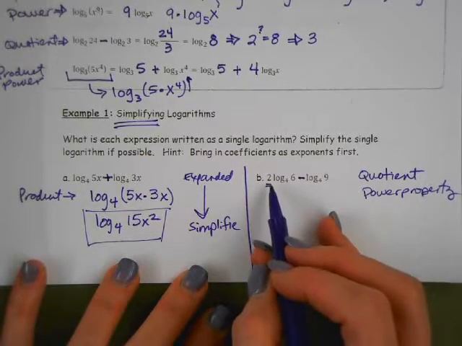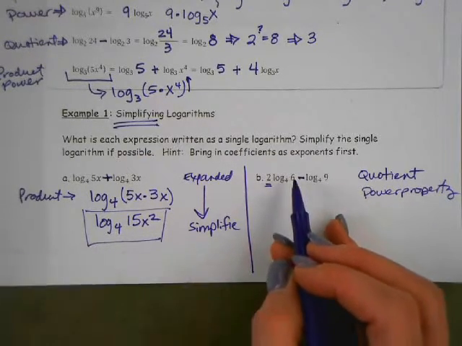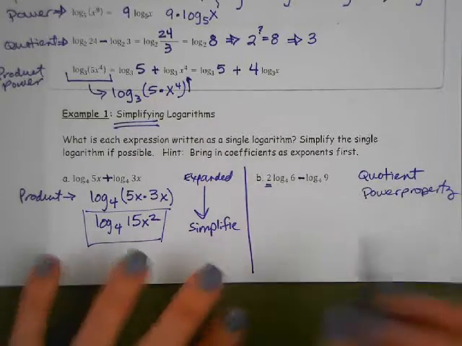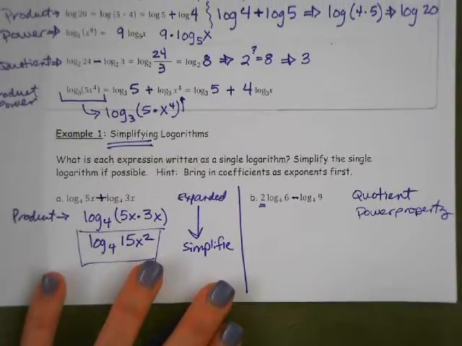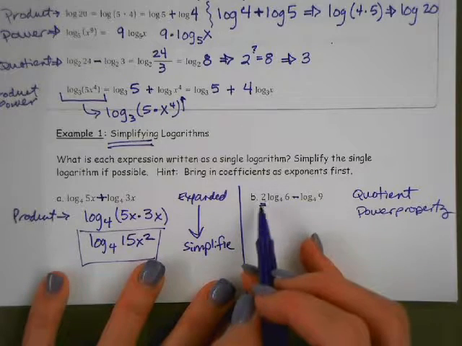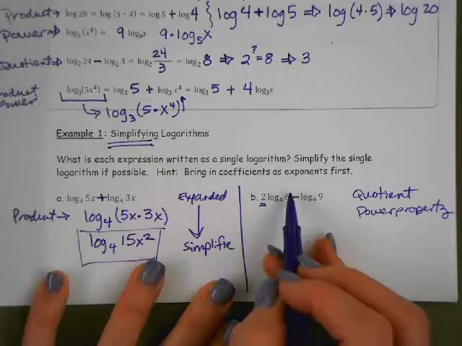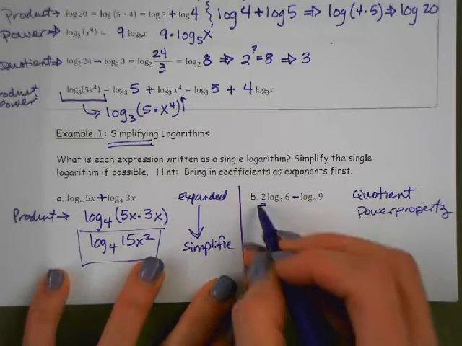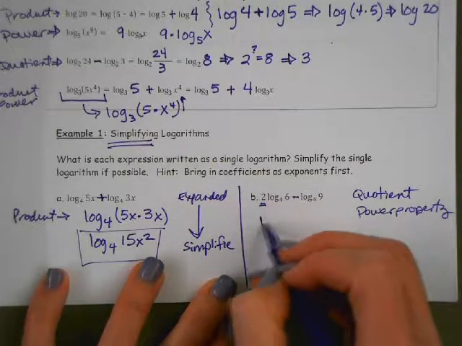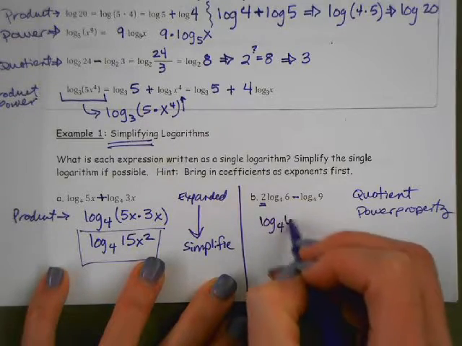So how would I take 2 log base 4 of 6 and use the power property? What would I do? I want to simplify it, so what do I do with that 2? Put it above the 6. Yeah, we want to put it to the 6. So that 2 got there because we brought it down, so we want to bring it up. So it's going to be log base 4 of 6 squared.